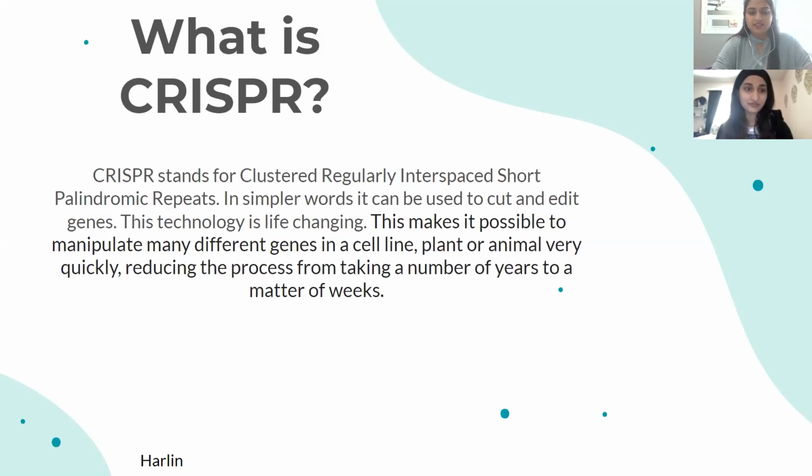CRISPR technology is a simple yet powerful tool for editing genomes. It allows researchers to easily alter DNA sequences and modify gene functions. Its many potential applications include correcting genetic defects, treating and preventing the spread of diseases, and improving crops.